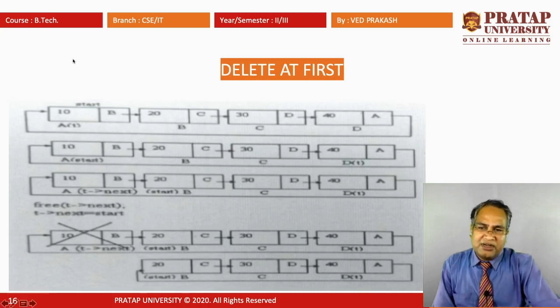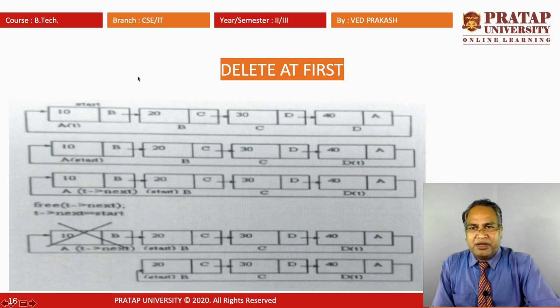The next operation is the deletion operation, and deletion is also performed in three ways. First, deleting a node at the beginning of an existing circular linked list. Second, deleting a node at the last end of the circular linked list. And next, deleting a node at a specific location of a circular linked list.